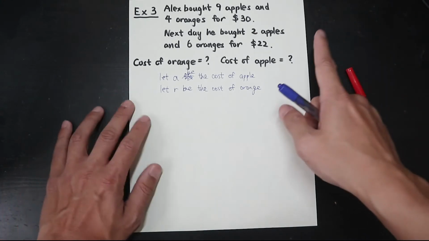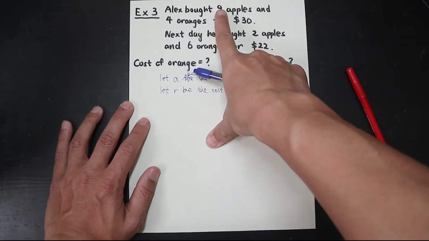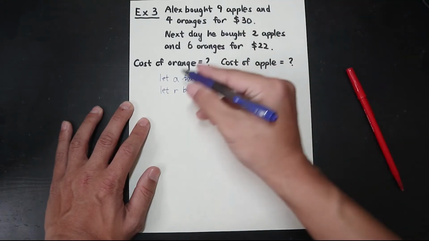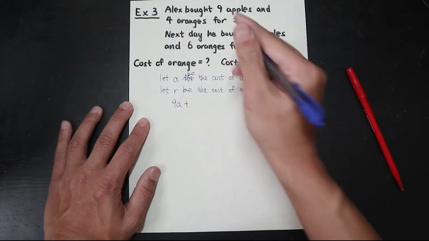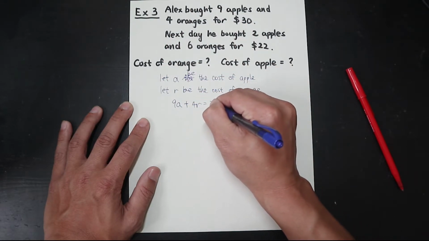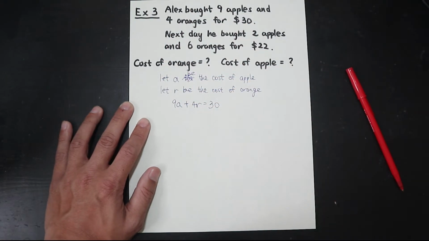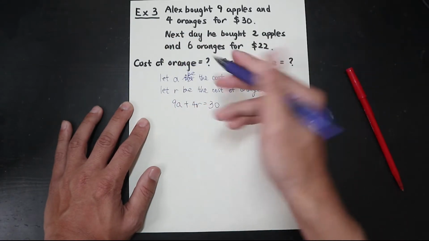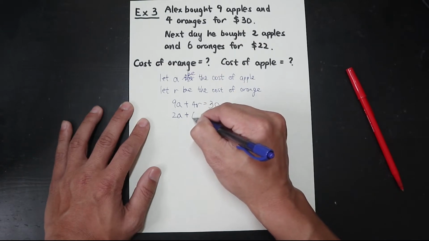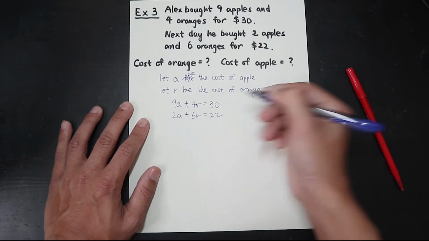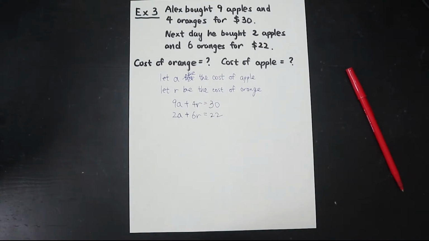So let's translate each sentence, right? The first sentence says 9 apples, so that's going to be 9A. And means plus 4 oranges, so 4R is equal to 30. That's your first equation. And then the next day he bought 2 apples, so 2A, and means plus, and then 6 oranges is 6R, is equal to 22. So you have this system of equations.